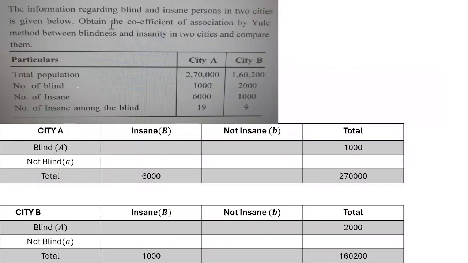Over here I have considered an example where information regarding the blind and insane persons in two cities is given. Obtain the coefficient of association by Yule's method between blindness and insanity in the two cities and compare them. The first is to find out the association and then we have to compare. So let's talk about city A first. In city A, the total population is given over here, which I have written in the grand total.